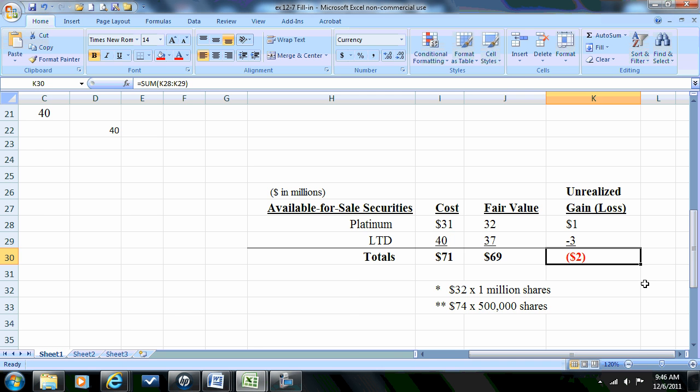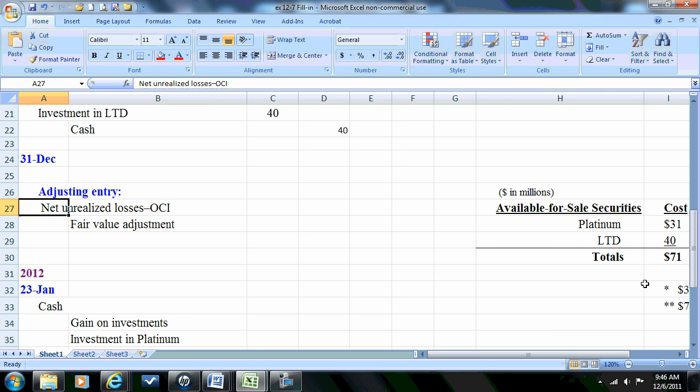So let's take a look at this journal entry, which is fairly straightforward. The fair value adjustment is to reduce down the overall value of the investment assets, so it's going to be a debit of $2 million. The unrealized losses and other comprehensive income will be $2 million.